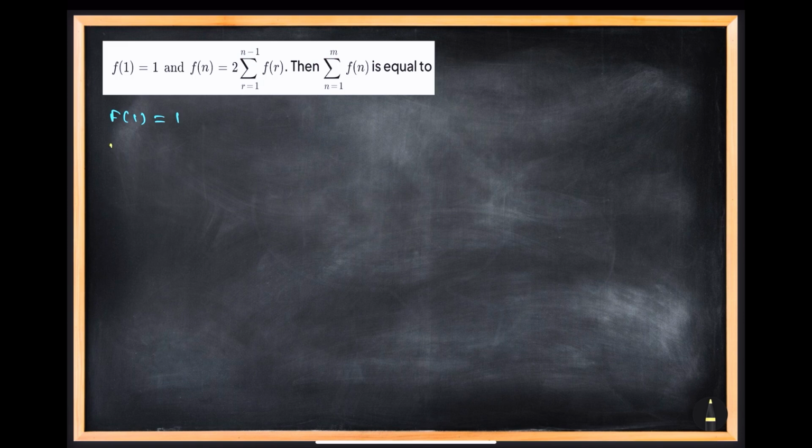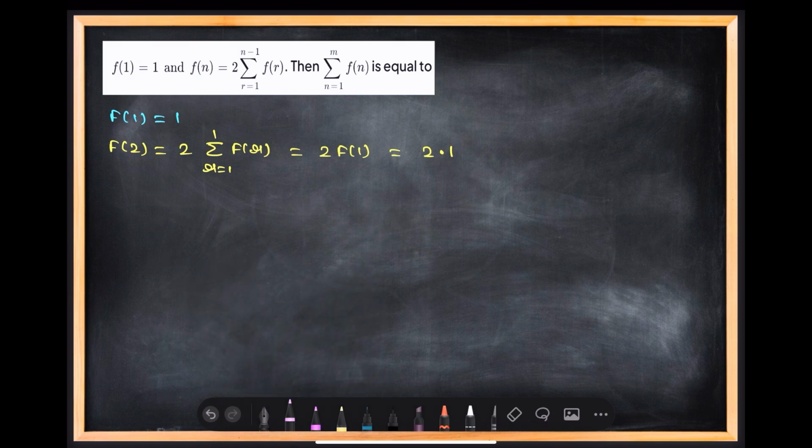So what we have to do? We have to replace n with 2. Now can I write 2 times summation, r starts from 1 and then 2 minus 1 is 1, so f of r. Now can I write this thing to be 2 times f of 1. And who is f of 1? f of 1 is 1. So this you got 2 into 1.